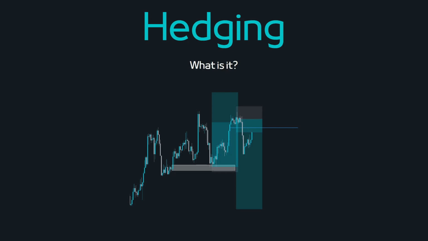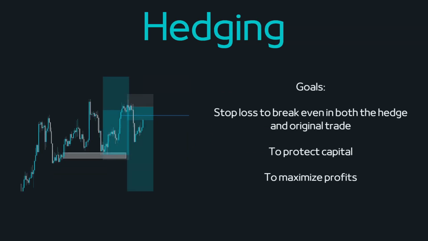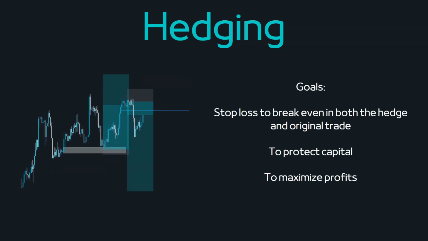So hedging. The goal of hedging is to get stop loss to break even in both the hedge and the original trade, to protect capital and to maximize profits. So that brings us to the end of my risk management guide.